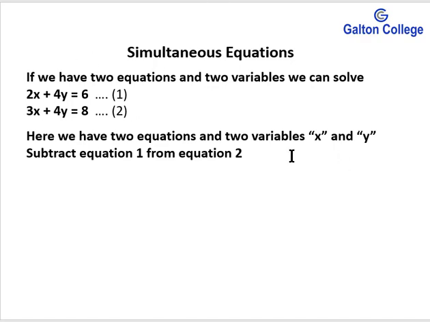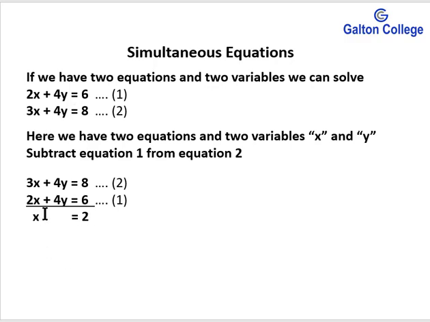Now here we have two equations, so we can operate on these. Subtract equation 1 from equation 2. So this is equation 1. Subtract this from this. Equation 2 is 3x plus 4y equals 8, and equation 1 is 2x plus 4y equals 6. Okay, that's correct.